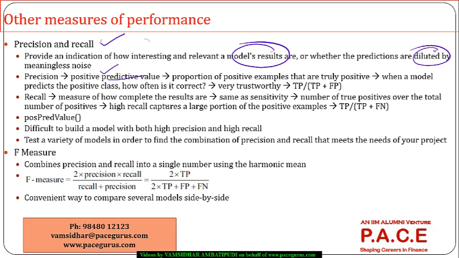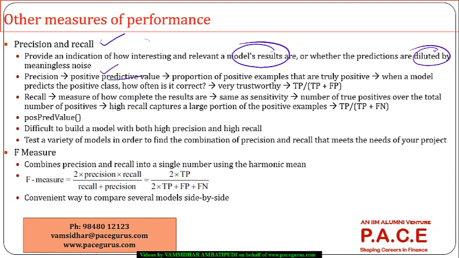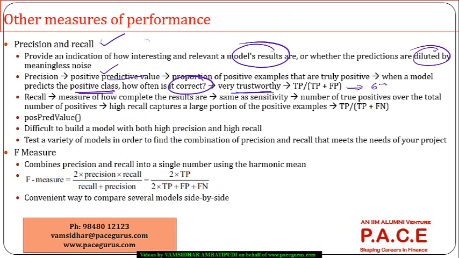The positive predicted value is the meaning of precision: the proportion of positive predictions that are truly positive. So here if you see, there are 64 positive predictions that it has made. Out of them, 43 are truly positive, which is almost 67.2% truly positive, and 32.8% is not positive. So when a model predicts the positive class, how often is it correct? The higher it is, the more trustworthy it is. In this case, this number worked out to 67.2%.